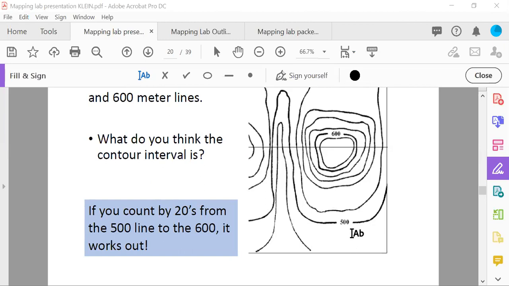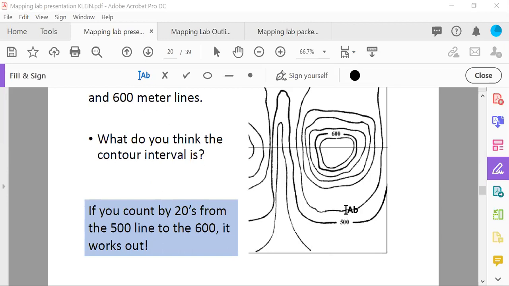Wait, that's not 10. I said count by 10. 500, 510, 520, 530, 540, 550. So notice how when I got to this black line that says 600, when I counted by tens, I only counted to 550. So what number would I have to count by in order to get to 600? 20. Okay, so 520, 540, 560, 580, 600.